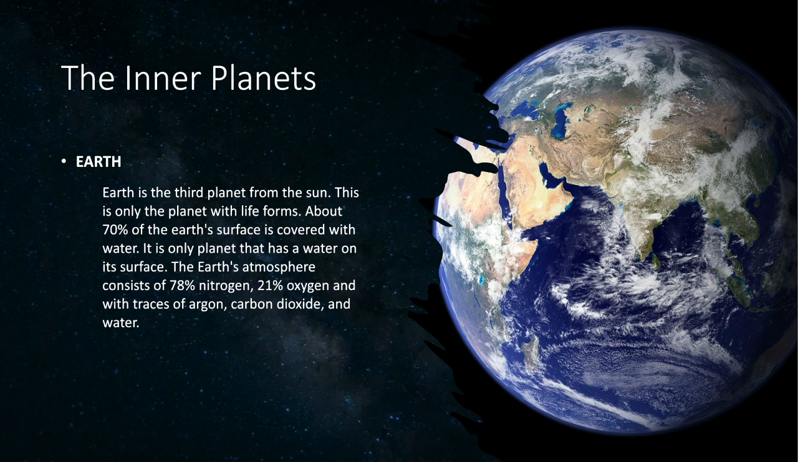The next planet we are going to learn about is our planet Earth. Earth is the third planet from the Sun. This is the only planet with life forms. About 70% of the Earth's surface is covered with water. It is the only planet that has water on its surface. The Earth's atmosphere consists of 78% nitrogen, 21% oxygen, with traces of argon, carbon dioxide, and water.